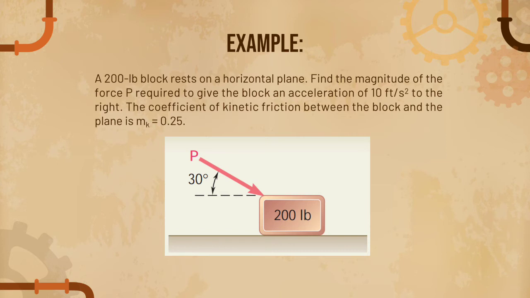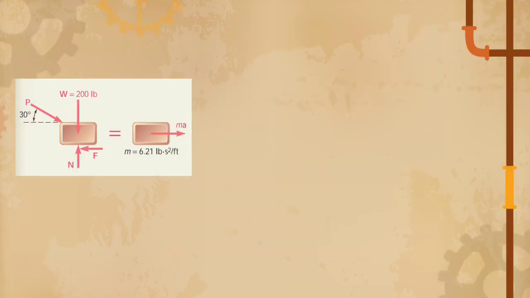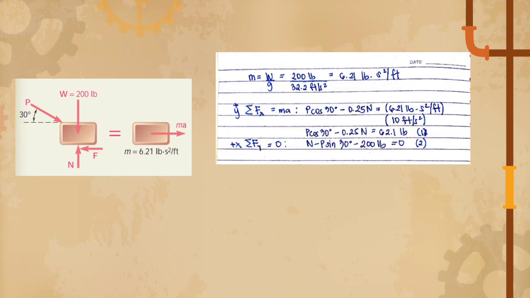Example: a 20-pound block rests on a horizontal plane. Find the magnitude of the force P required to give the block an acceleration of 10 feet per second squared to the right. The coefficient of kinetic friction between the block and the plane is mu sub k is equal to 0.25. First, we will solve for the mass of the block, which is m is equal to W over g is equal to 0.621 pound times second squared per foot.